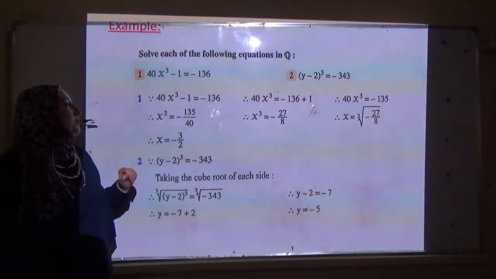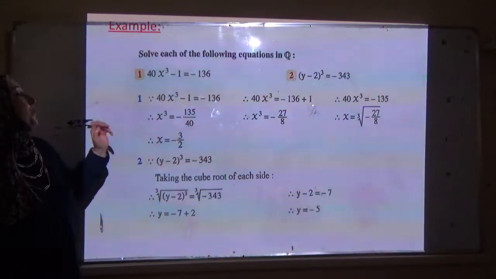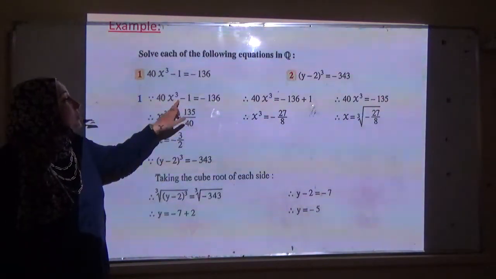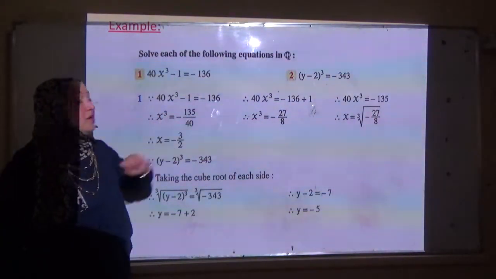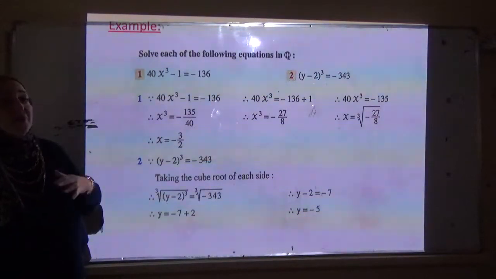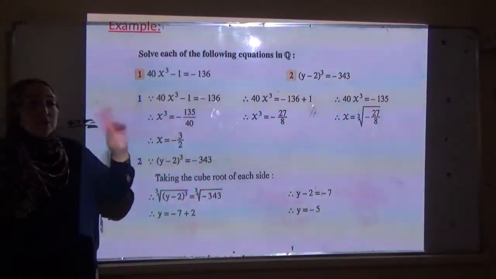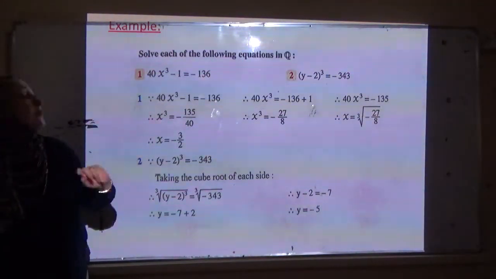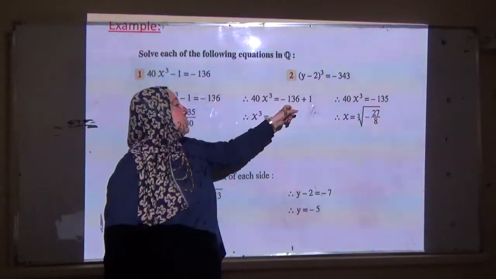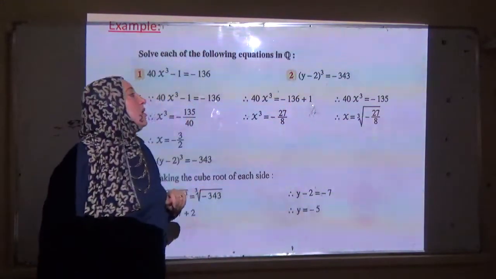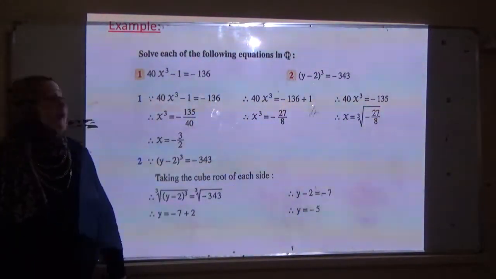Since 40x^3 minus 1 equals negative 136, to solve this, we have to move negative 1 to the other side by inverse operation. Negative 1 moves to the other side by plus 1. Or, another way, we can add 1 to both sides. Both ways are okay. Then 40x^3 equals negative 136 plus 1. That means 40x^3 equals negative 135.